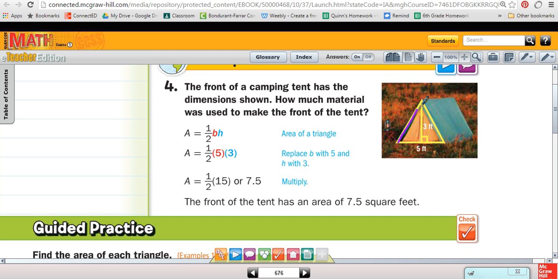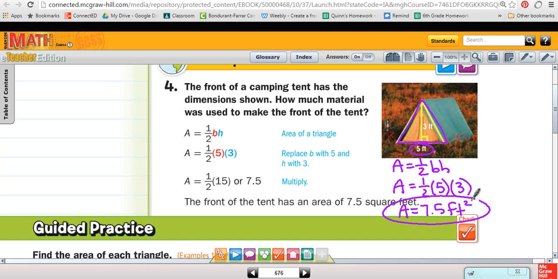So here's the front of the tent right here. You'll notice that the shape of the front of the tent is a triangle. So we're going to use half base height. The base is 5. So area is half of 5 times a height of 3. So we could go half of 5 is 2.5 and take 2.5 times 3. Or you could do 5 times 3 is 15, half of 15. Either way, you're going to get 7.5 square feet. And that one's area again, so we're back to square units.